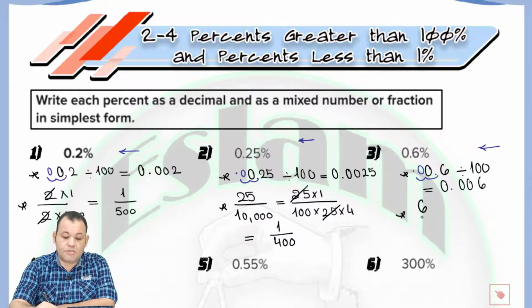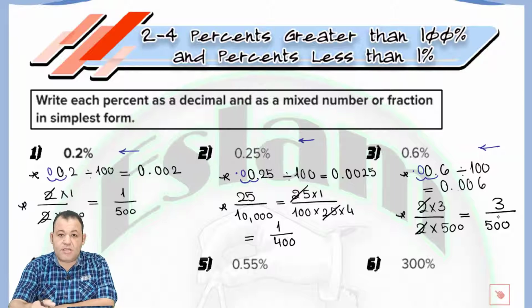Now we need to write it as a fraction. We write 6 over. Now we have 3 digits on the right of the decimal, so it will be over 1000. 6 is equal to 2 multiplied by 3, and 1000 is equal to 2 multiplied by 500. Now we can cancel 2 and 2. Just write 3 over 500. So the answer in the simplest form will be 3 over 500.